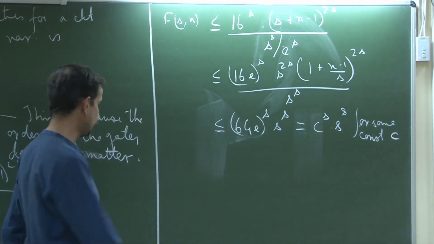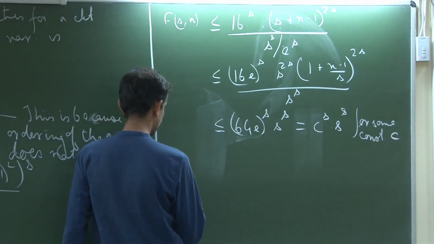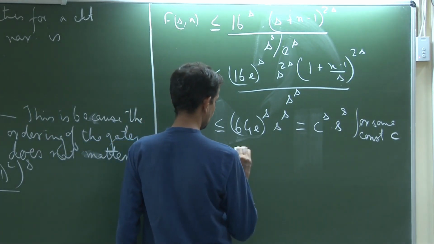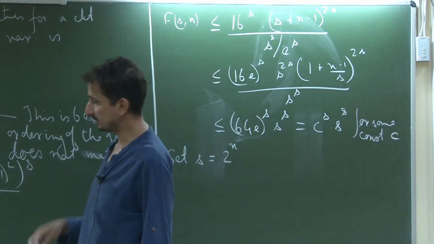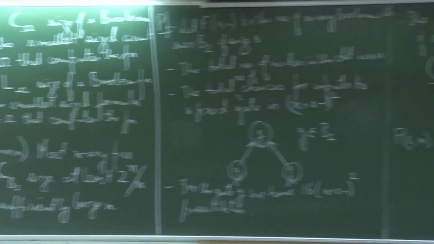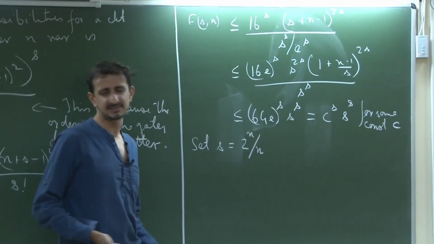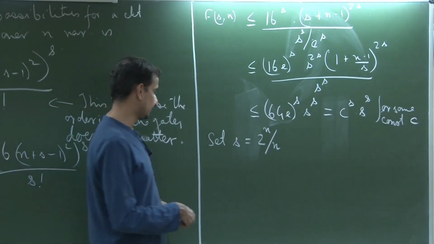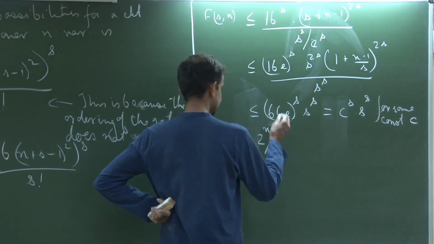So, we will now take a value for s. Let us say we set s to be 2 to the power n. So, what is the bound that we wanted? We wanted 2 to the power n by n. So, let us set s to be 2 to the power n over n. So, s was an arbitrary variable for us. We can set it to any quantity that we like.